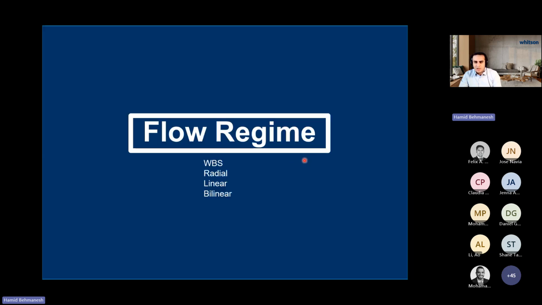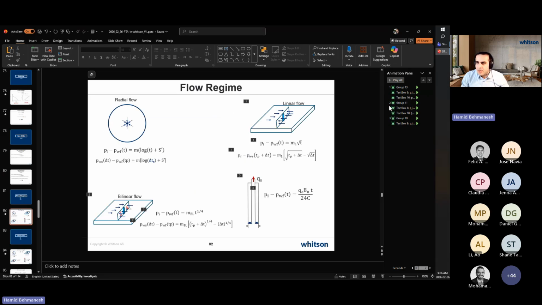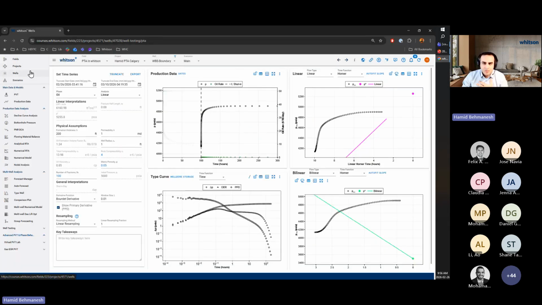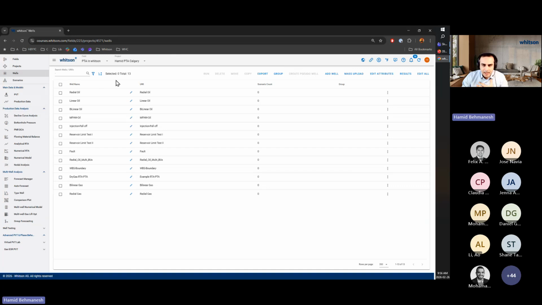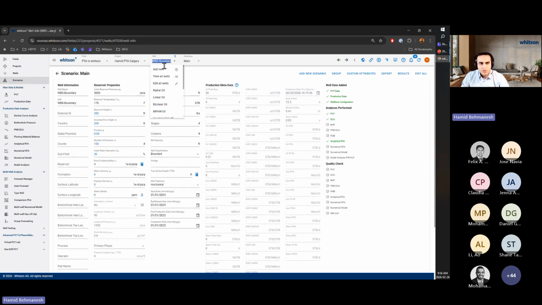Let's quickly talk about the flow regime. Maybe we can do one example here prior to this. So we can go now to the examples. Okay, so if you go to the valves, go to one of the valves that says wellbore storage boundary, WBS boundary. If I'm fast on navigating the software, please let me know so I can tune my pace. That would be really helpful.